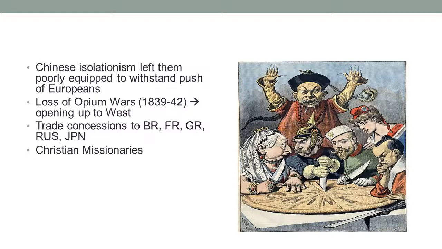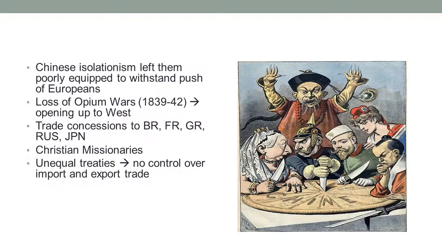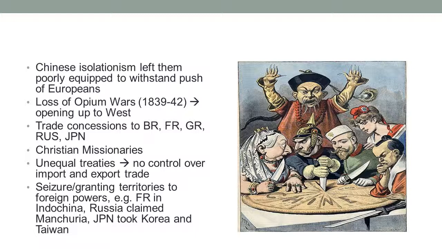We have the Christian missionaries, as discussed previously. With this forced opening of China comes the importation of these foreign ideas, and of course, the conversion of people to Christianity. These unequal treaties, as previously stated, meant no control. And then the other thing that happened in addition to these treaties is the granting of territory to these foreign powers. So France moves into Indochina, which is currently the area that we know as Vietnam, Cambodia, and Laos. Russia claims Manchuria.